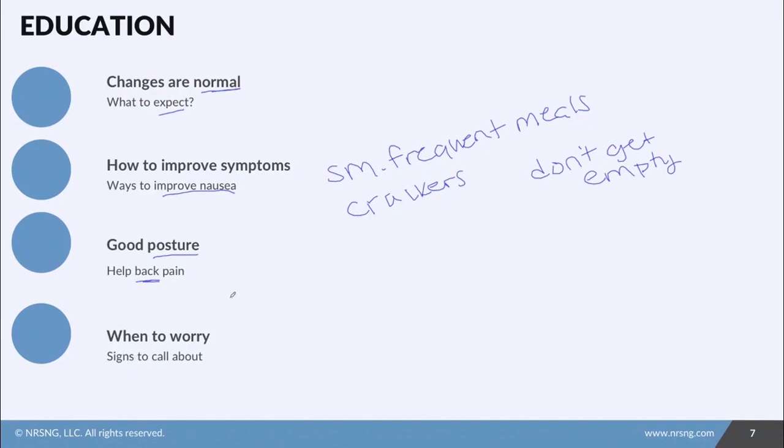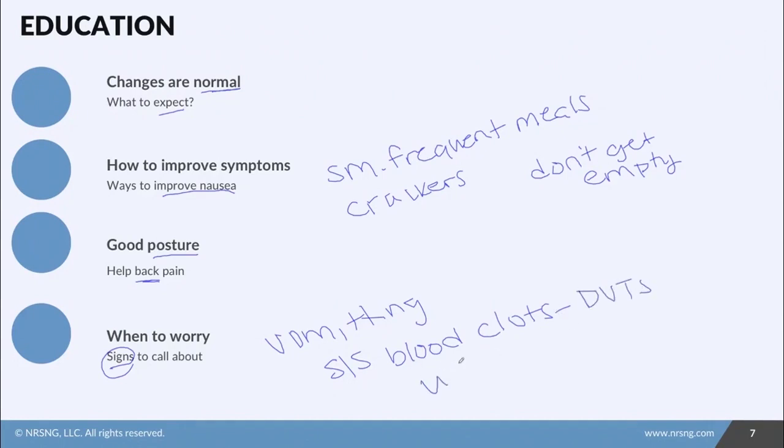And then we also want to tell them when to be concerned, what to worry about, the signs to call about. So if they're having a ton of vomiting and they can't keep any food down, that's something we would want them to let us know about. We make sure that they're staying hydrated as well, especially if it's causing weight loss. Signs and symptoms of blood clots, since they are at increased risk for this. So blood clots and DVTs, and then UTIs, they need to be mindful that that is a common thing that can happen to them. So just be aware of those symptoms.